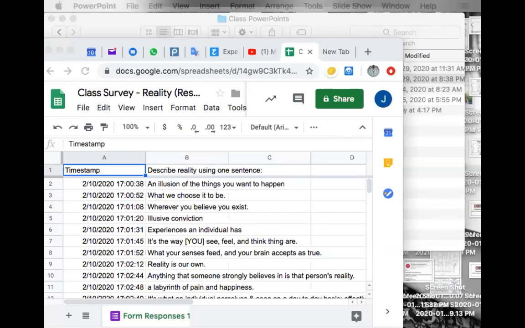Okay, so here we have some of the responses. An illusion of the things you want to happen. What we choose it to be. Wherever you believe you exist, elusive conviction. Experiences an individual has. It's the way that you see, feel, and think things are. What your senses feed and your brain accepts as true. Reality is our own. Anything that someone strongly believes in is that person's reality.